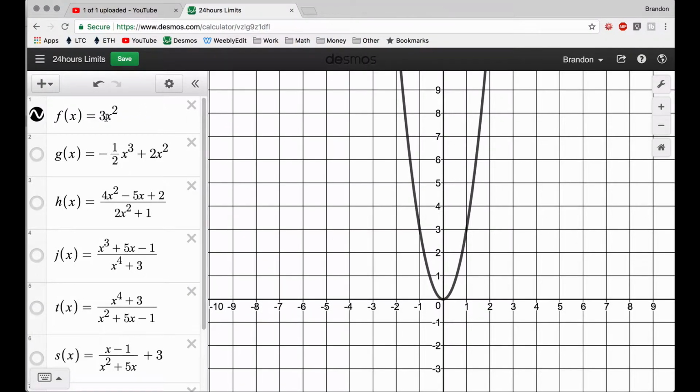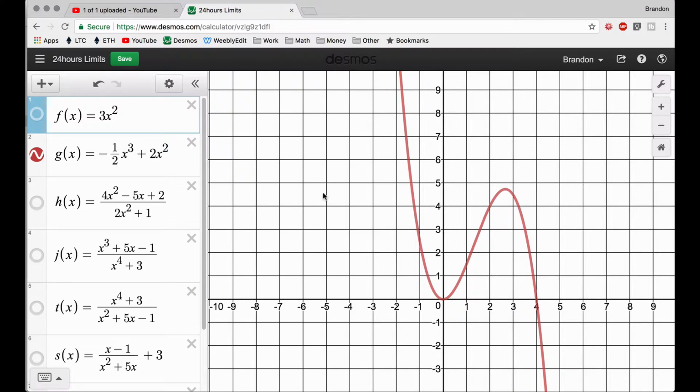So here's our f of x, 3x squared, and notice as x gets really big to the right or as x gets really small to the left, the y value is taken off to positive infinity in both directions. That's exactly what we said in the first two problems we addressed.